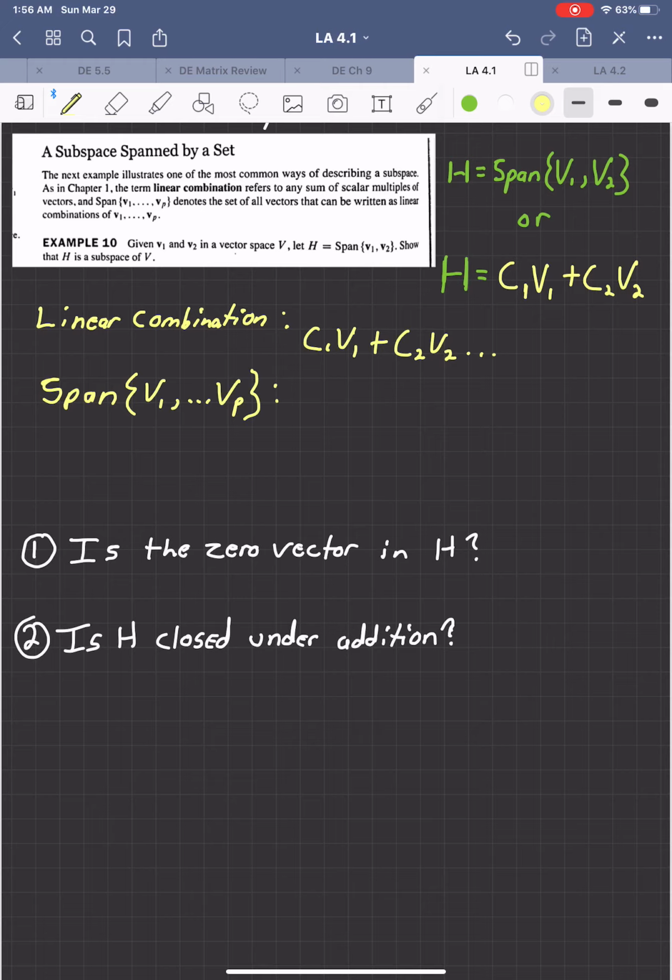Now, what is the span? What is the span of a set of vectors? Well, it's the set of all vectors, right? The set of all vectors that can be written as linear combinations.